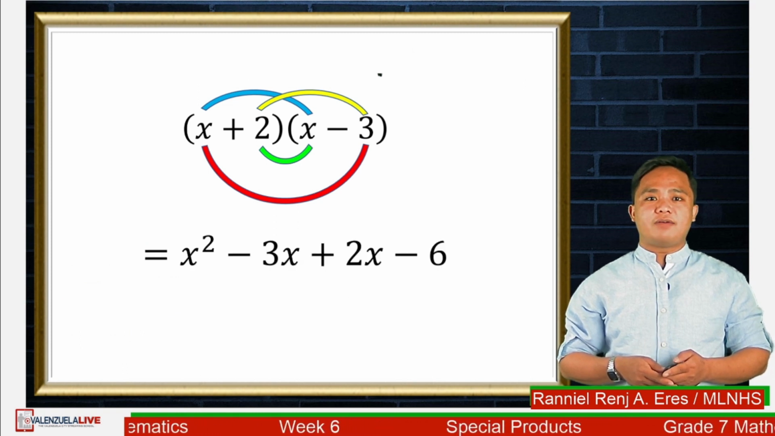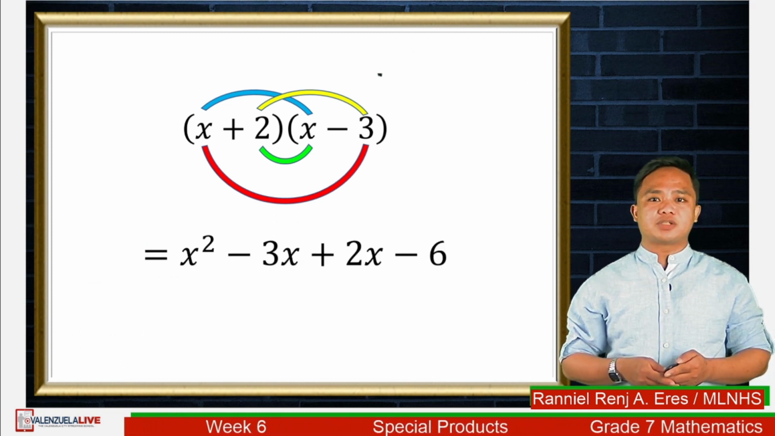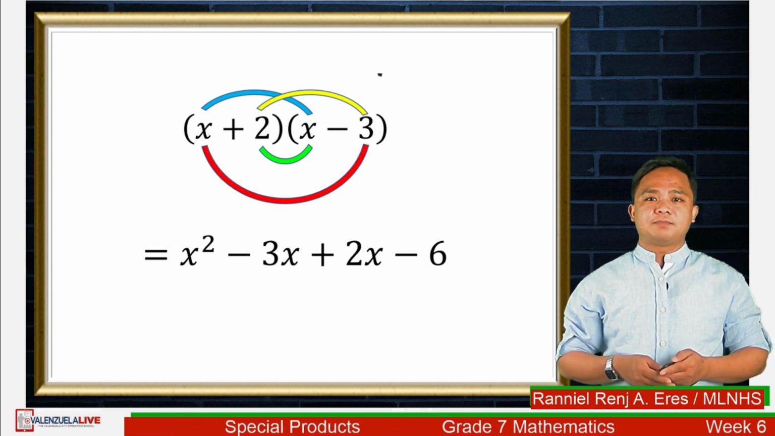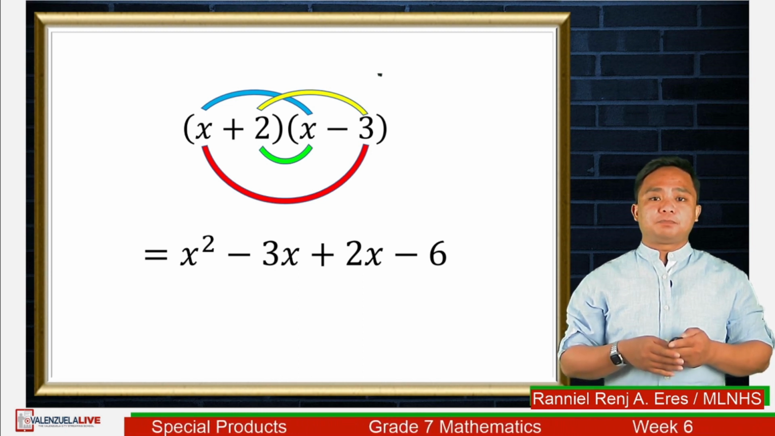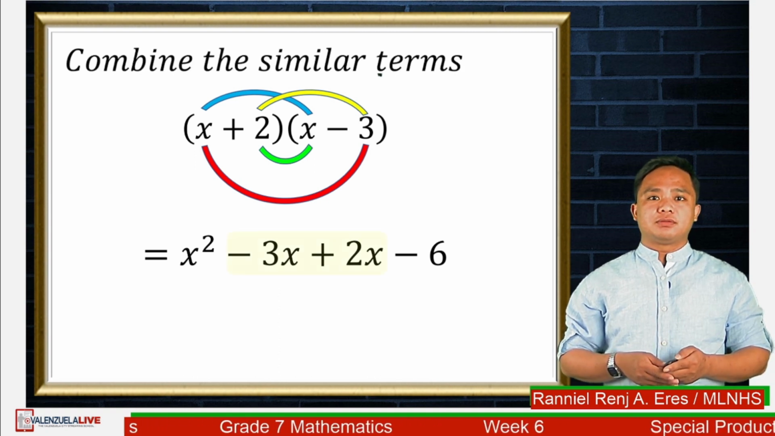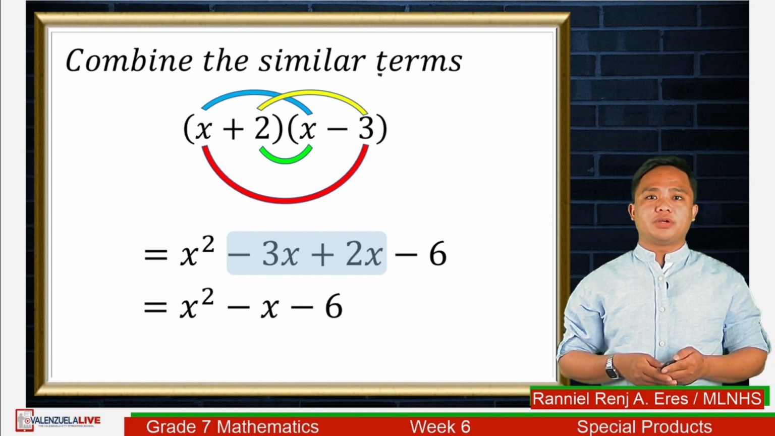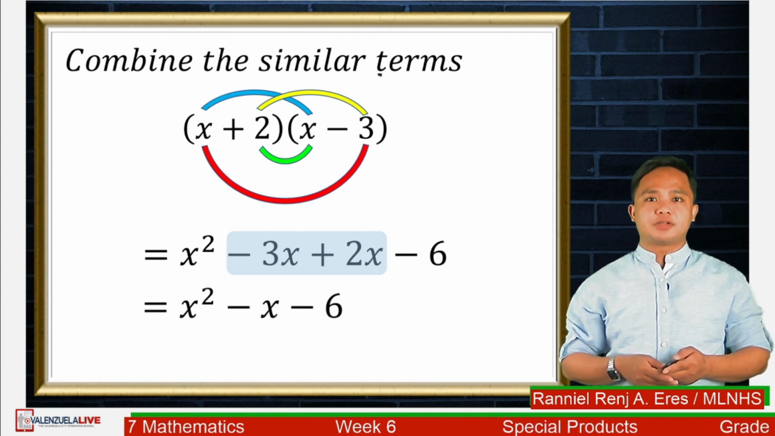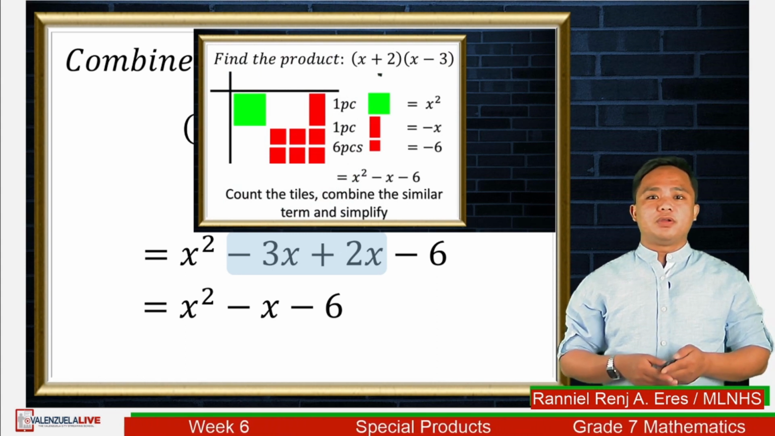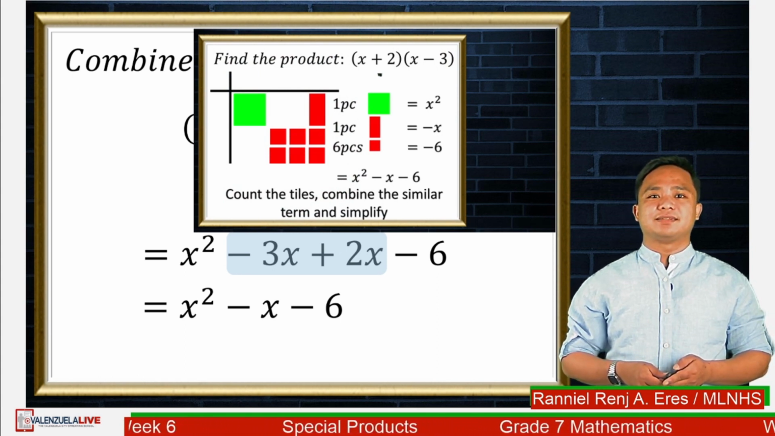So since we have our initial answer, which is x squared minus 3x plus 2x minus 6, we can now simply combine our similar terms. So as a result, we will have x squared minus x minus 6. And it is also the same as our answer a while ago using algebra tiles.